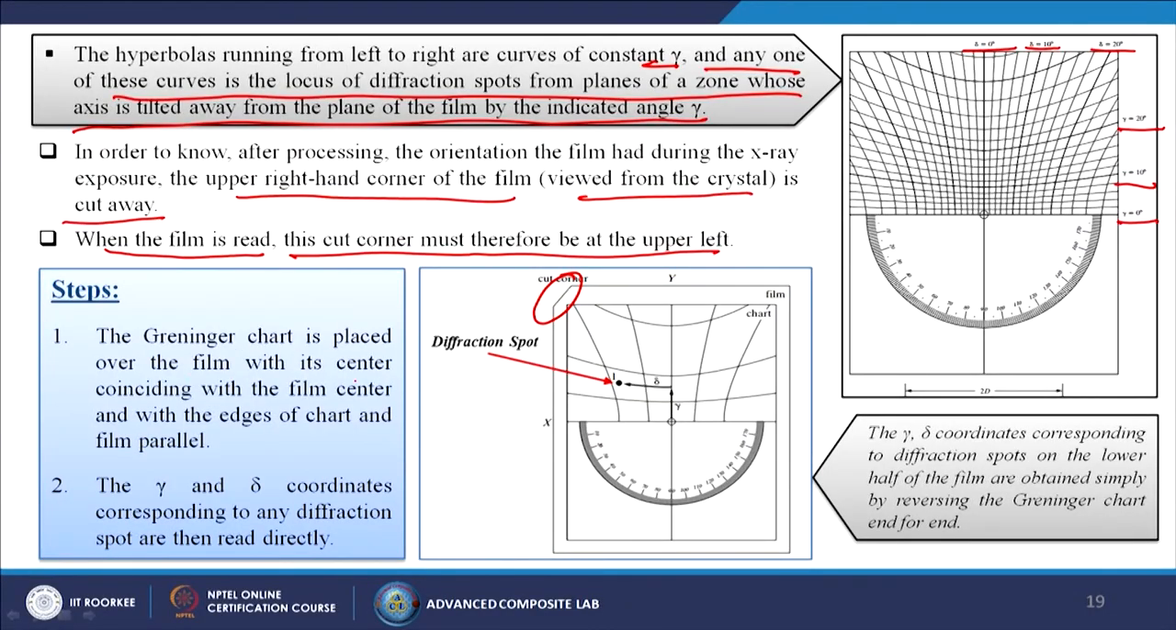Now, steps. The Greninger chart is placed over the film with its center coinciding with the film center, and with the edges of chart and film parallel. So, in this case, film and your Greninger chart are parallel. The gamma and delta coordinates corresponding to any diffraction spot are then read directly. So, we can easily get the positions of the diffraction spot. The gamma and delta coordinates corresponding to diffraction spots on the lower half of the film are obtained simply by reversing the Greninger chart end for end.